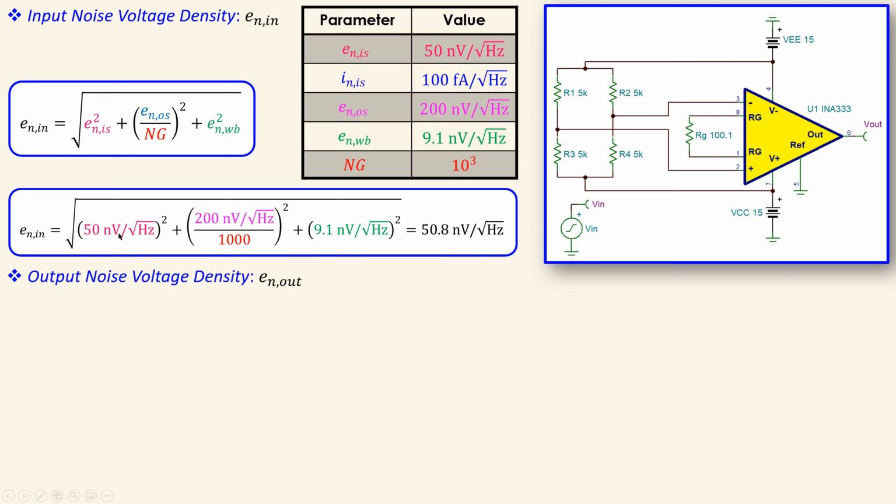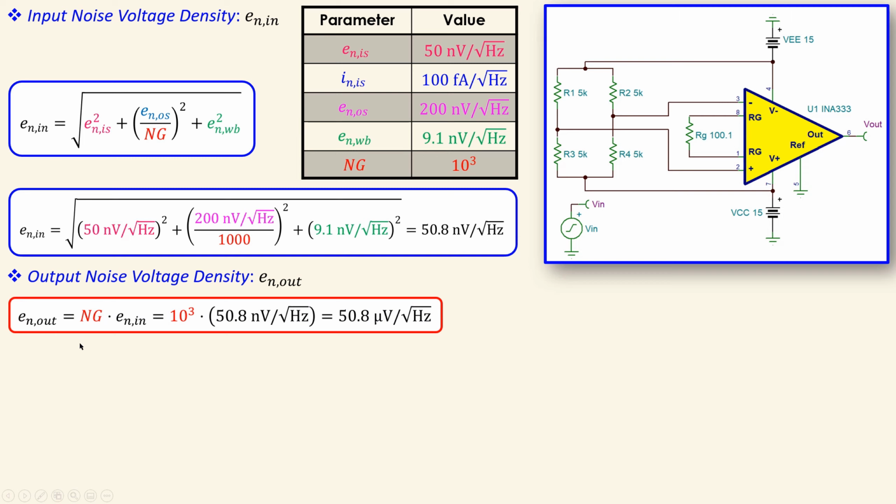Okay, what is the output noise voltage spectral density, which is a really easy calculation, because if you know the input noise voltage spectral density, you just multiply that by the noise gain, and you have the output noise voltage spectral density. So it is then times 1000, you will get 50.8 microvolts per root hertz. That is really simple.